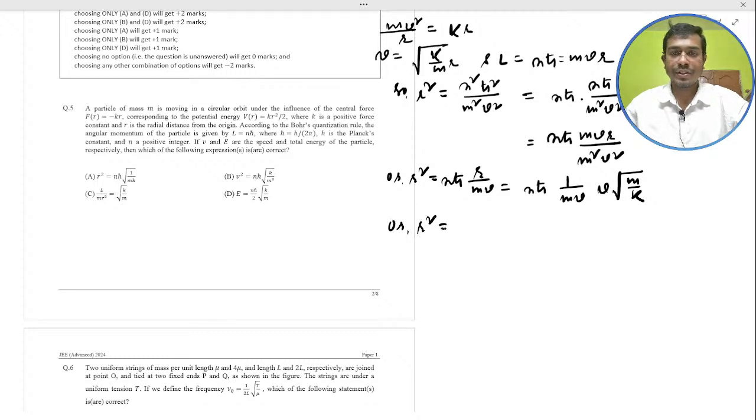Or r² is equal to what? nħ√(1/(mk)). So option A is correct.